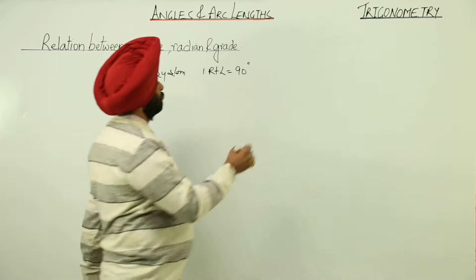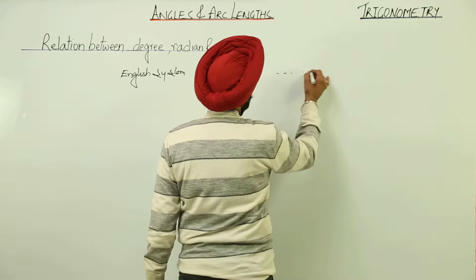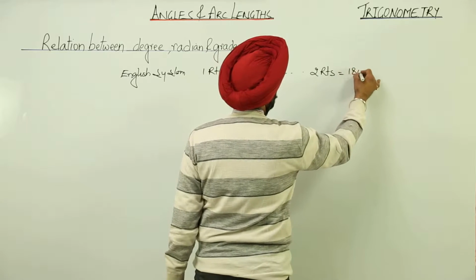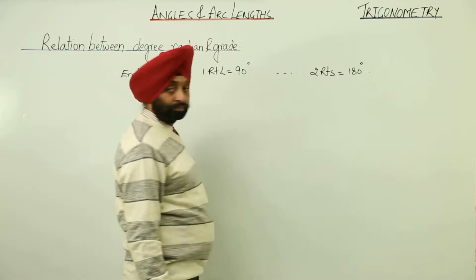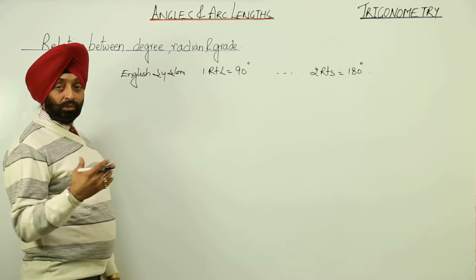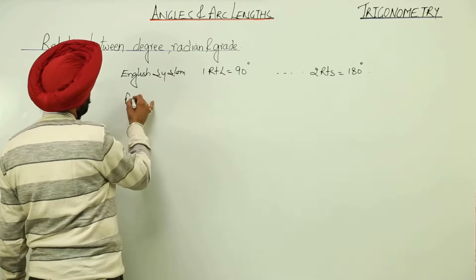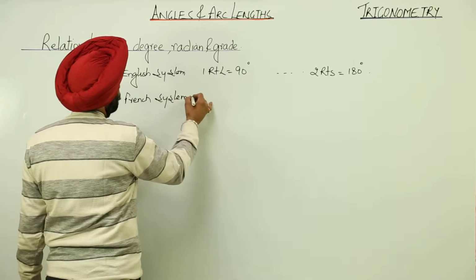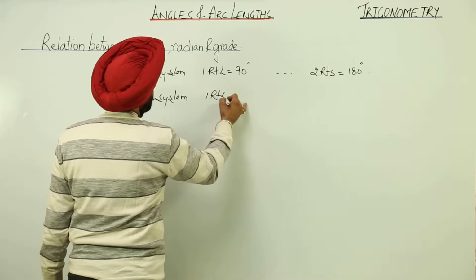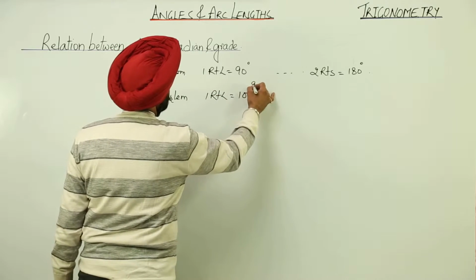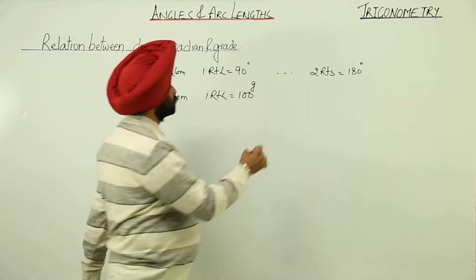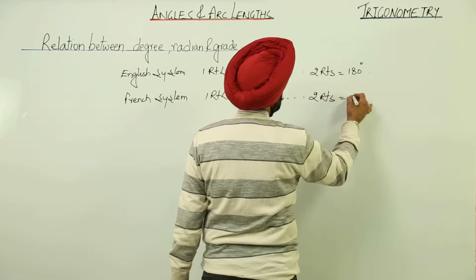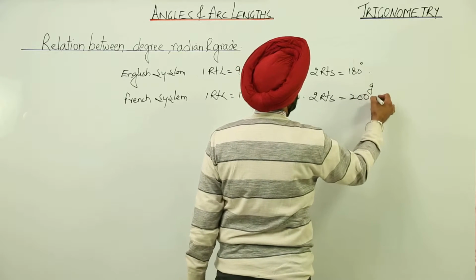Okay. So now from the English system, what can we write? Two right angles is equal to 180 degrees. Okay. Then we went for the French system. In the French system, we had one right angle is equal to 100 grades. Okay. So we can write two right angles is equal to 200 grades.